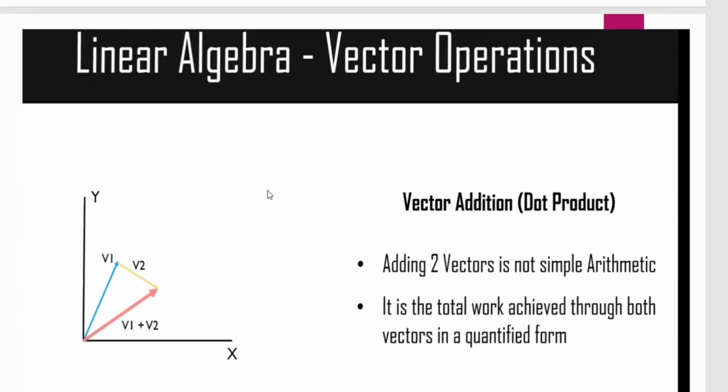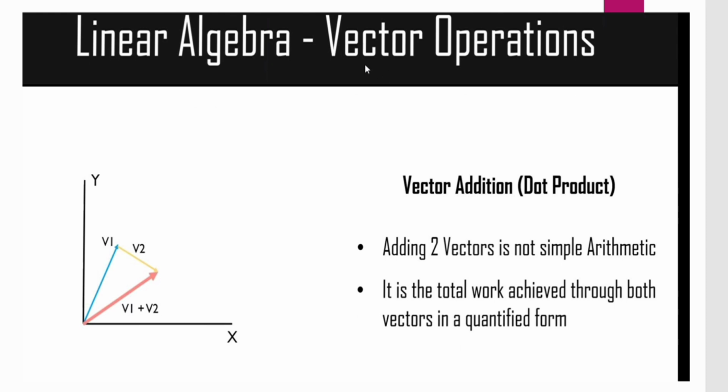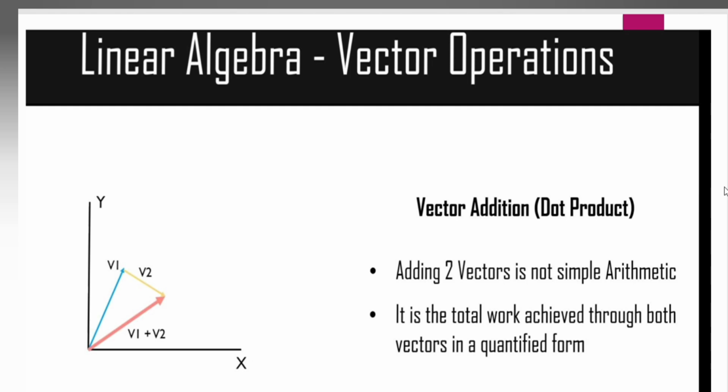The next thing is linear algebra vector operations. In that, addition means we are adding two vectors, like v1 plus v2 in the diagram on the left side. Adding two vectors is not simple arithmetic. The next thing is the total work achieved through both the vectors in a combined form. This is called the dot product.